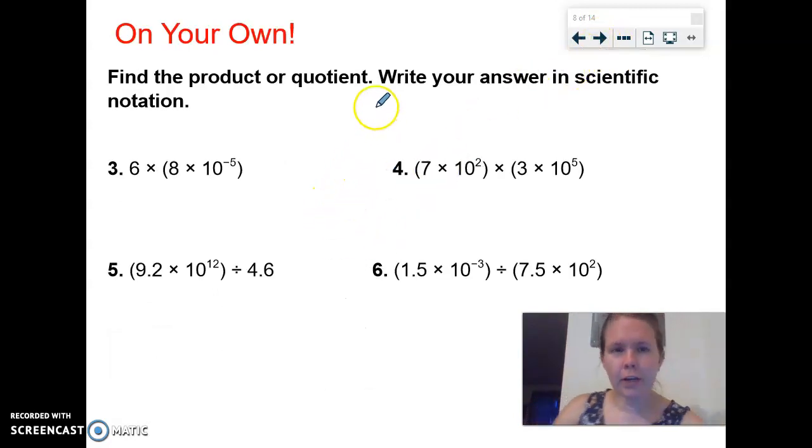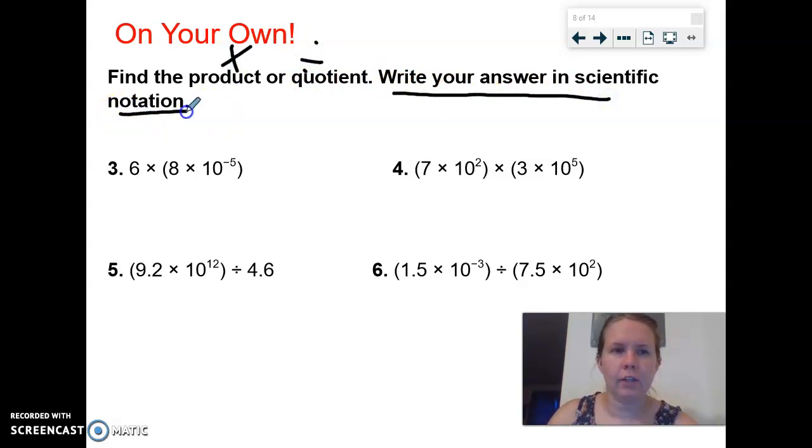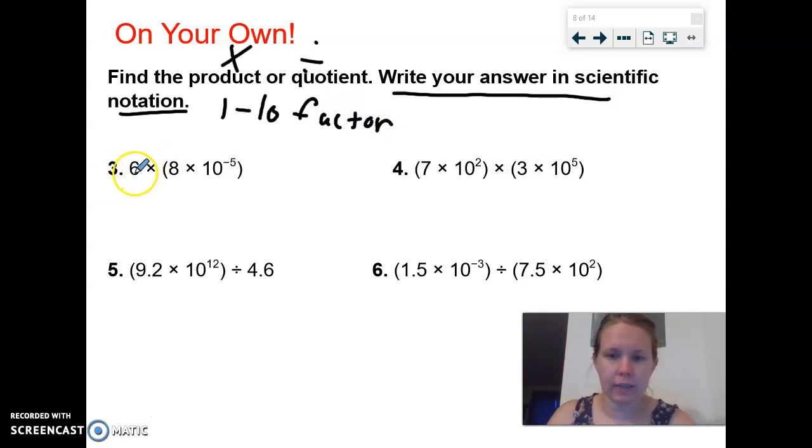Now we're going to go on your own here. I want you to find the product or quotient. Remember, your product is multiplication, your quotient is division. Make sure you write it in scientific notation, so that factor is between 1 and 10. Your first one, you're just multiplying by the 6. It's not 6 times 10 to something. So you're just taking the 6 times 8, and leave your power unless you need to change it because it doesn't fit within this factor range.